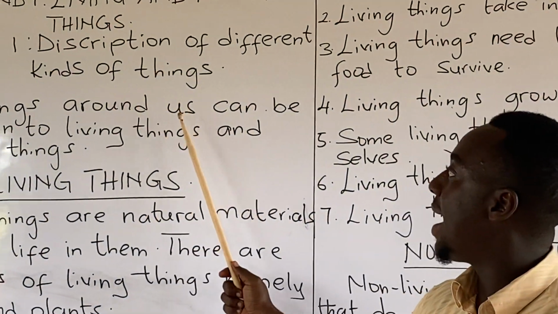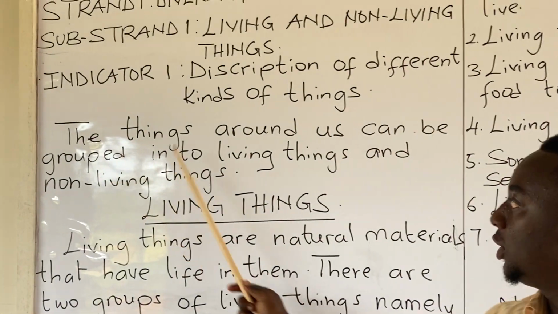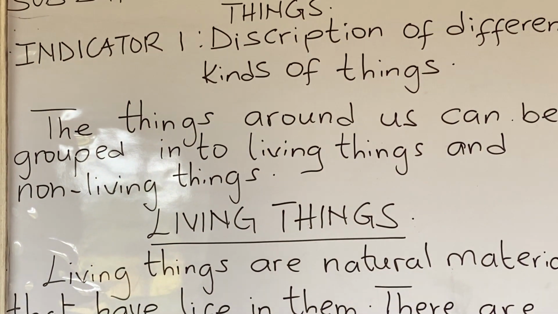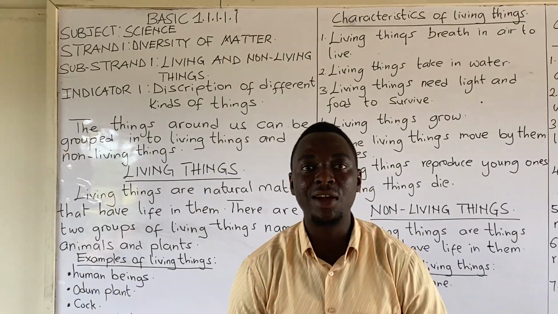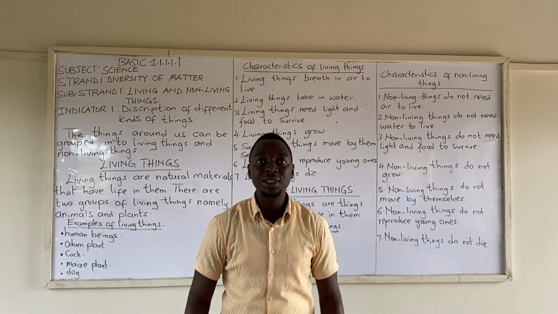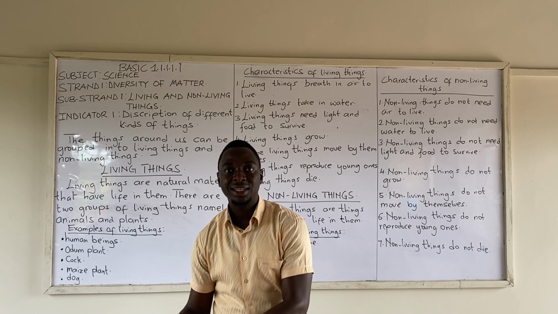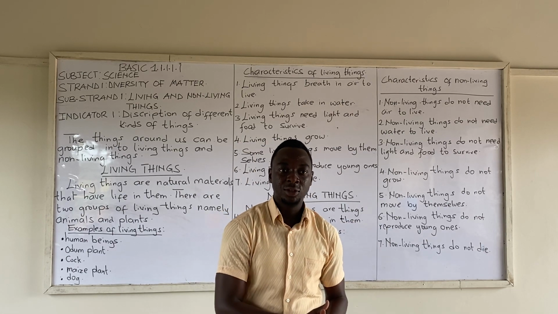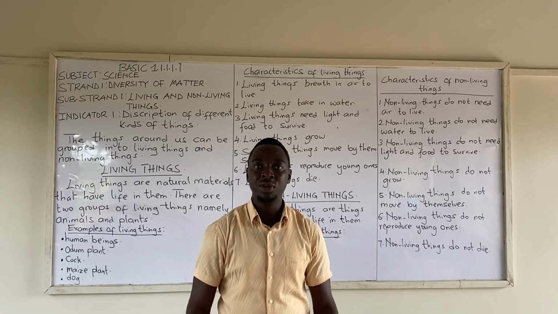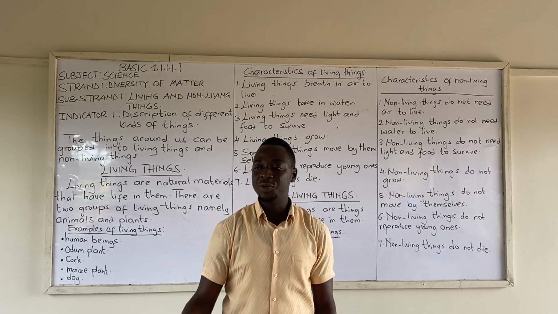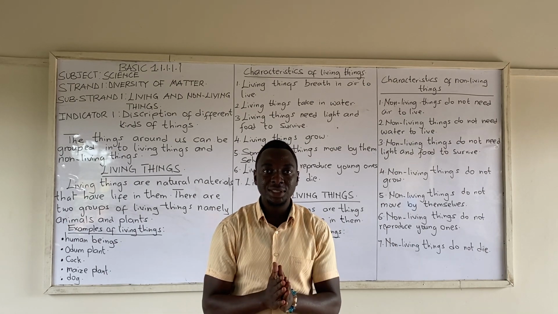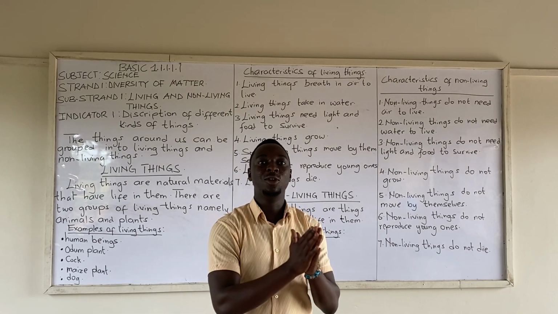The things around us can be grouped into living things and non-living things. So, kids, if you look at the things around us in our environment, they can be grouped into living things and non-living things. So right now, as you are watching me, look at the things around you. The sofa, the television, your brother, your younger sister, all those things can be grouped under living things and non-living things.